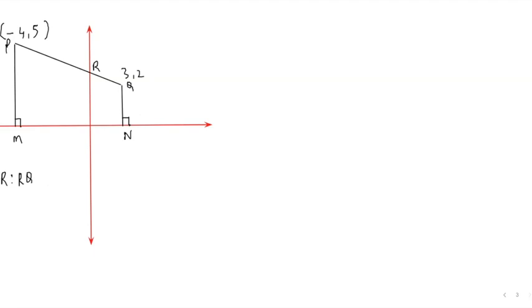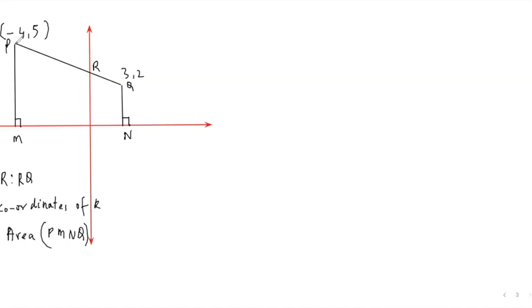You've also got to find the coordinates of R, and the area of the quadrilateral PMNQ. So that's the information that we're given, and you got to find these three things. Okay. So let's quickly look at what we have.